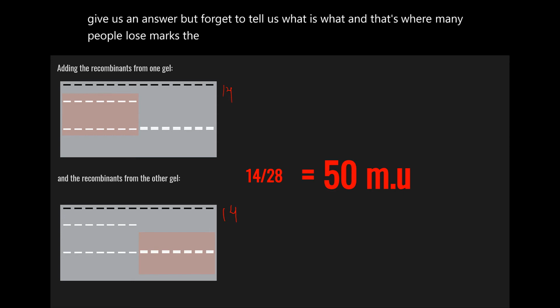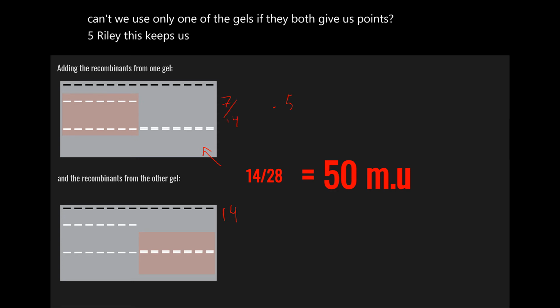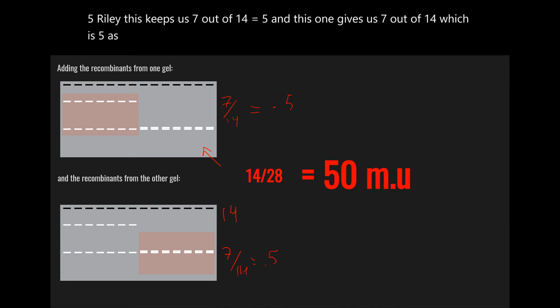The other question that I get a lot is why can't we use only one of the gels, if they both give us 0.5? Like this gives us 7 out of 14 equals 0.5, and this one gives us 7 out of 14, which is 0.5 as well. And the reason why is because of the sample size.